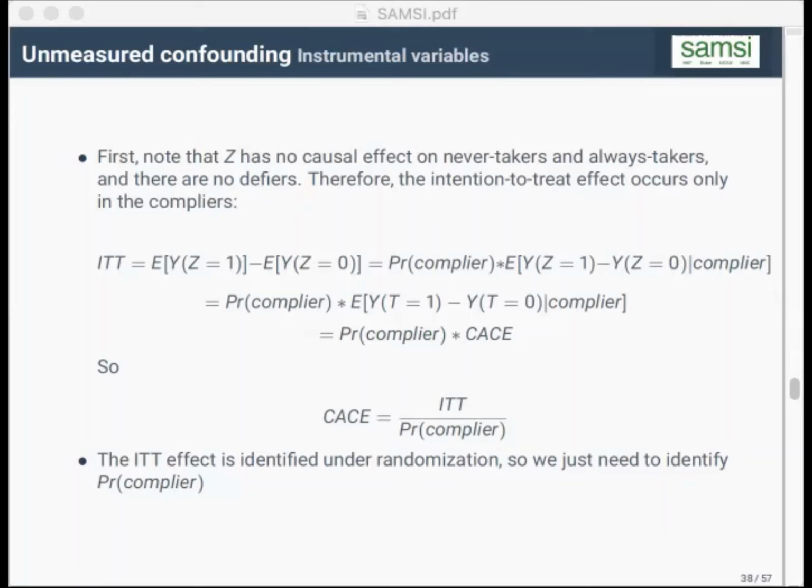So if we can identify the probability of being a complier, we're good to go, because again, the intention to treat effect is just the causal effect of Z on Y, and by assumption, that's unconfounded and is identified from the observed data.